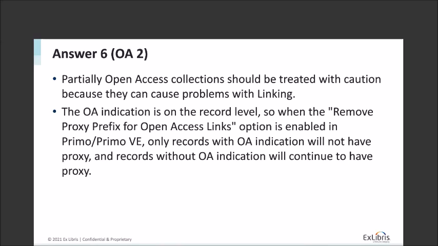So this option is working on the record level. So for example, if we have a partially open access collection, part of the records has open access indication and some do not. For the records with open access indication, the EZproxy will be removed and the user will not need to sign in in order to see the content. In non-open access records, the proxy will still be on the link to help them actually discover what they need.